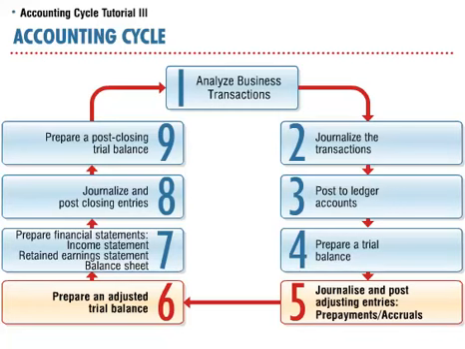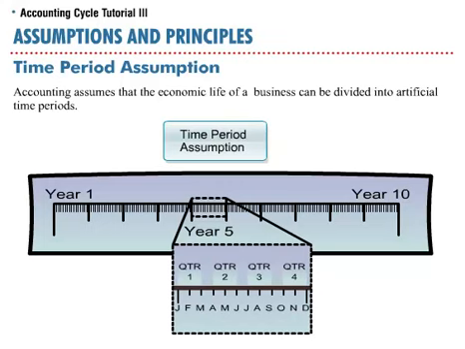The fifth step in the accounting cycle is to journalize and post adjusting entries. The assumption of accounting is that the economic life of a business can be divided into artificial time periods. This assumption is referred to as the time period assumption.